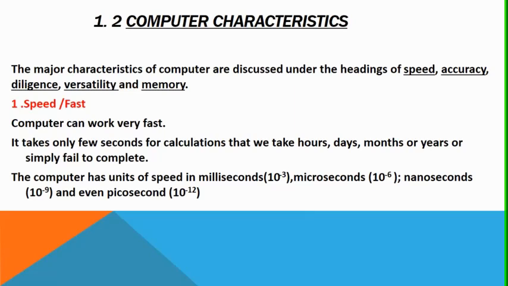Speed is explained by how fast the computer can work, because it takes only a few seconds for calculations that we take hours or days or months, even a year, or simply fail to complete. The computer speed is measured in units of milliseconds, microseconds, nanoseconds, and even picoseconds.